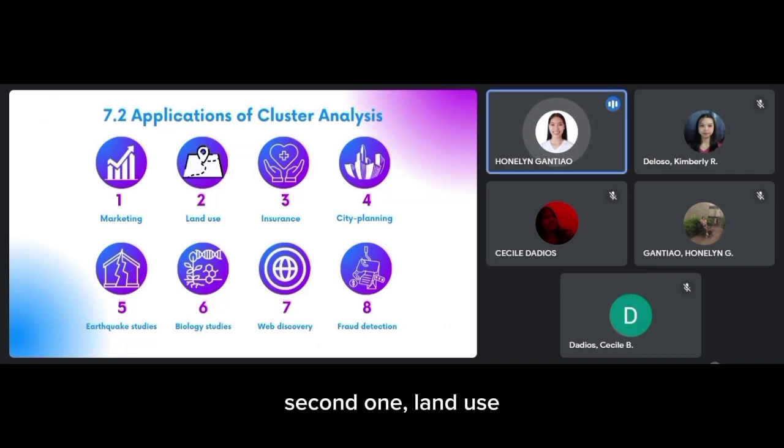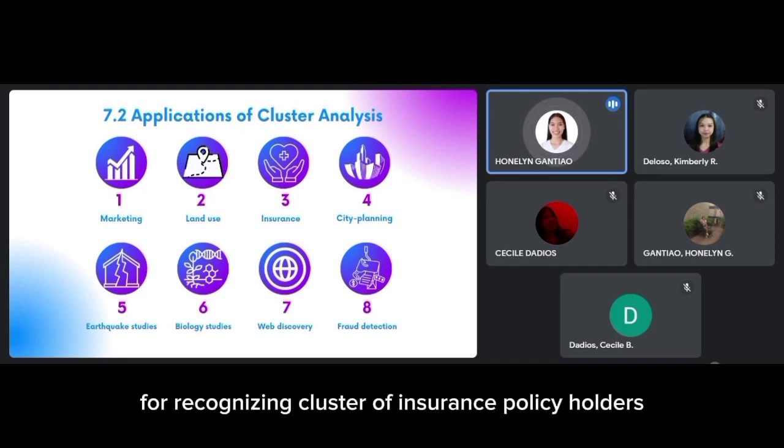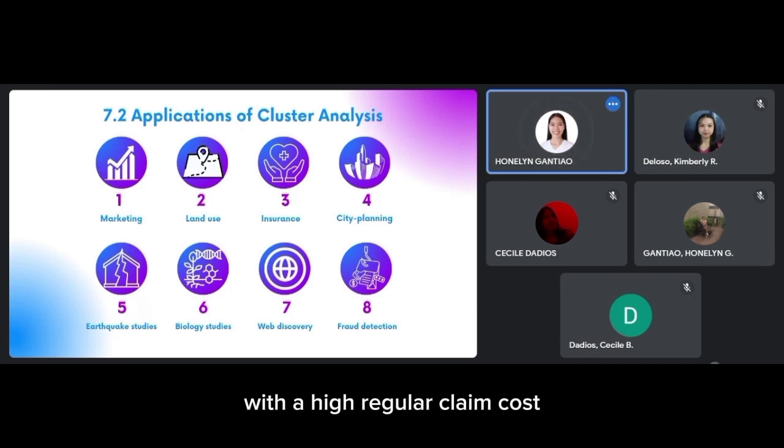Second one, land use. Clustering is used for identifying areas of similar land use from the database of Earth observation. The third one is insurance. Clustering helps in recognizing clusters of insurance policyholders with a high regular claim cost. Fourth one, city planning. It also helps in identifying clusters of houses based on house type, geographical location, and value.